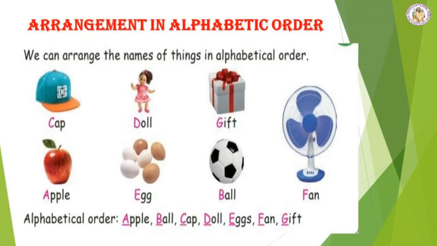The names of the things are given. We have to arrange them in alphabetical order. What does alphabetical order mean? Have you learned about the alphabets, right? So you know A to Z, right? You know the order A, B, C, D to Z. So you have to arrange the names of the things. You have to see the first letter of the names, and arrange them in alphabetical order. So here they have arranged as apple, ball, cap, doll, eggs, fan, gift. So it is in alphabetical order. See here A, B, C, D, E, F, G.